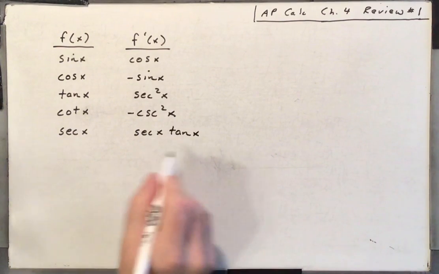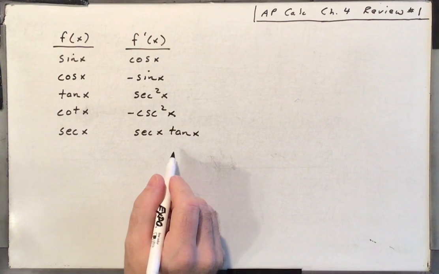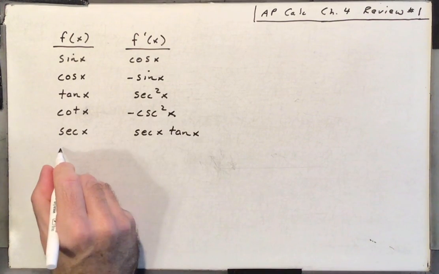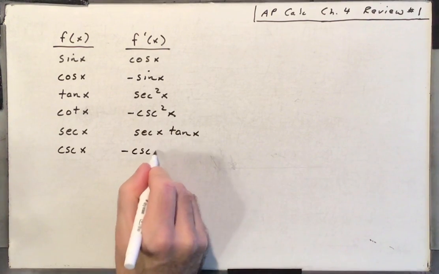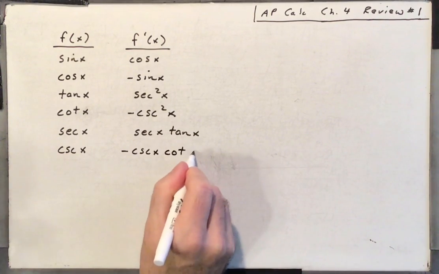It's been a while since you've used these. All right, you did have to memorize them at one time. And then finally, cosecant x is minus cosecant x cotangent x.